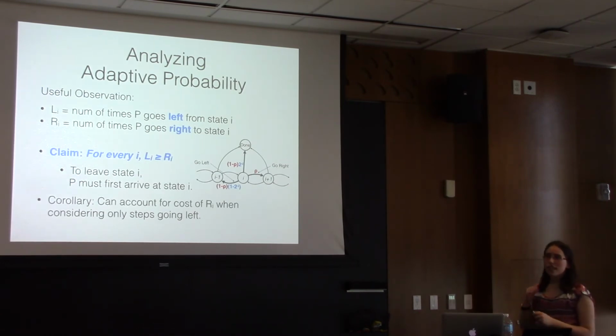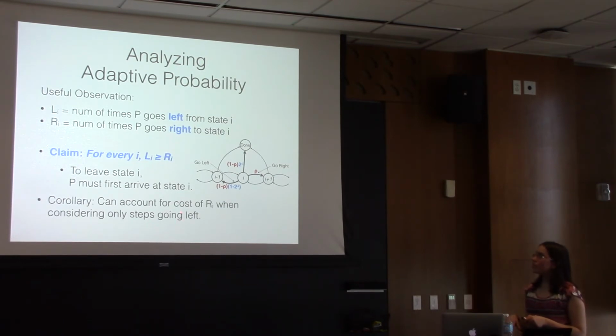So before we actually do the analysis, we're going to make one useful observation. If we look at one state, and we think of the number of times that P in its execution transitioned left from the state to another, and then we look at the number of times that it's transitioned right to this state, we know that it had to have transitioned left at least as many times as it transitioned right to that state. Why? Simply because, in order to leave that state, it had to have gotten there first. That's a very simple intuition.